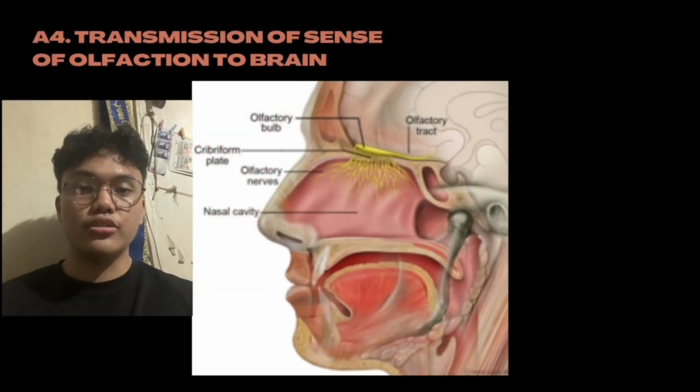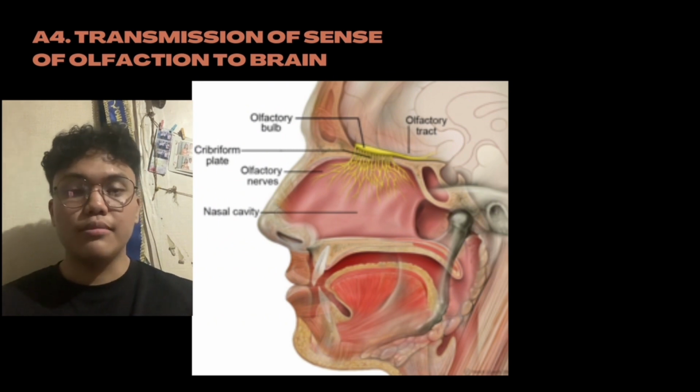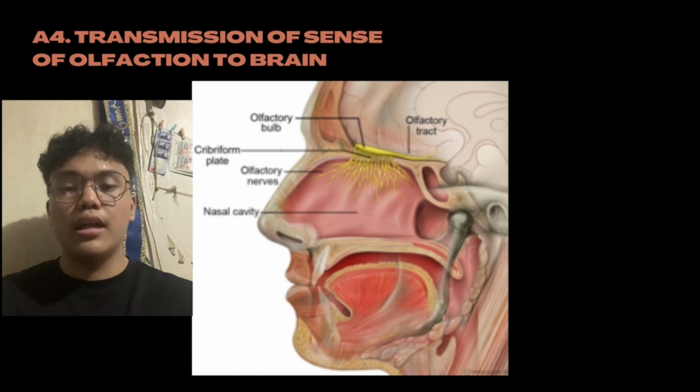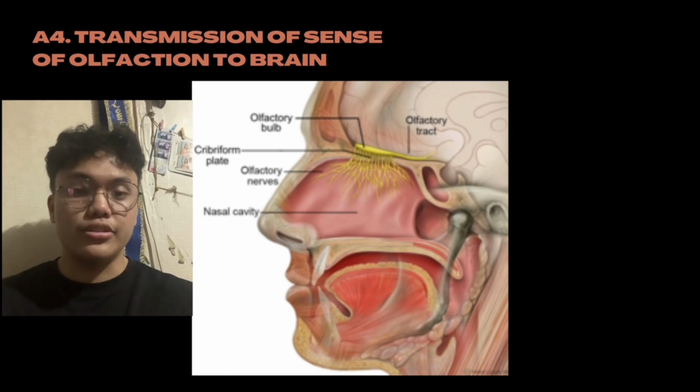Transmission of sense of olfaction to brain. For the procedure, examine a model, chart, or diagram of a mid-sagittal section of the head or a model of the brain and locate the olfactory nerve fibers, cribriform plate, olfactory bulb, and olfactory tract.